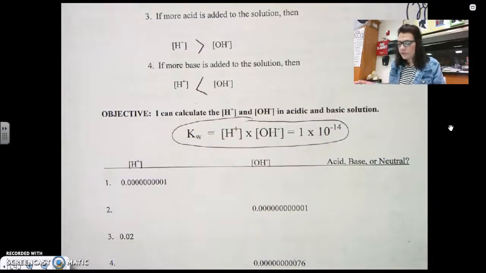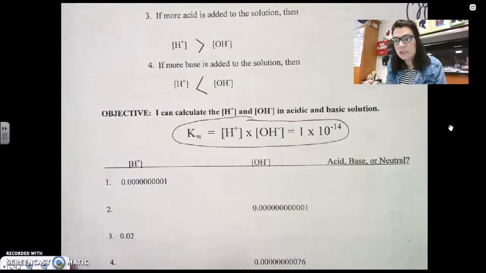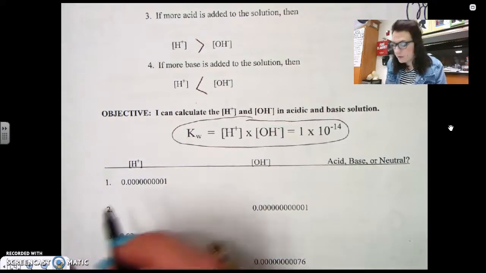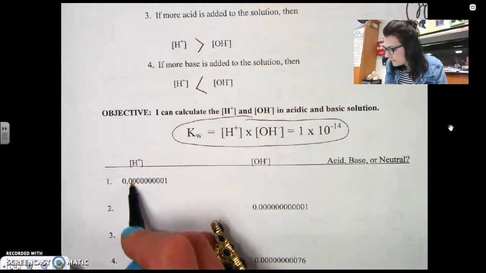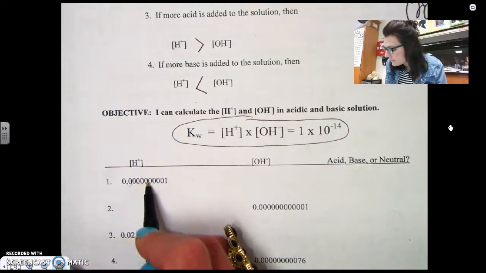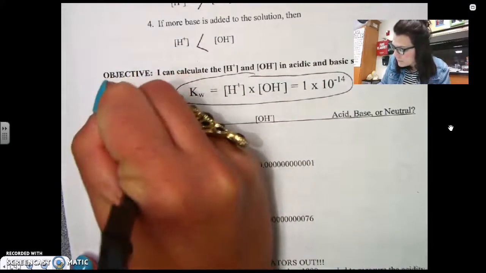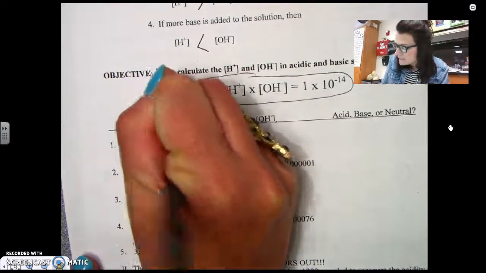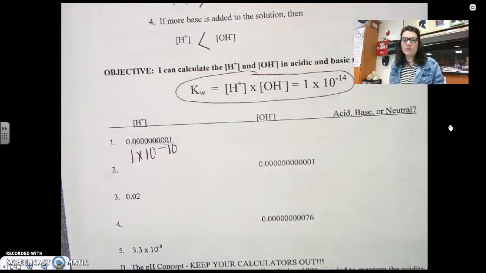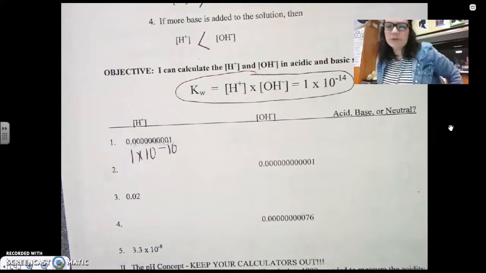Okay? So for example, if I have this value here, I'm going to turn it into scientific notation and it'll probably be a little bit easier. It's 1, 2, 3, 4, 5, 6, 7, 8, 9, 10. So it's 1 times 10 to the negative 10th is my concentration of H+. Now I'm going to walk through this step by step just so you can see how we can do this.